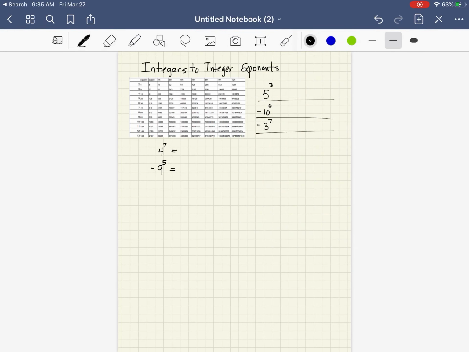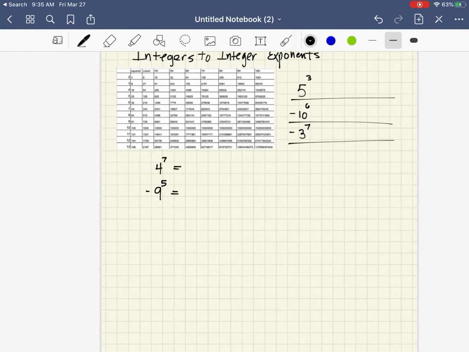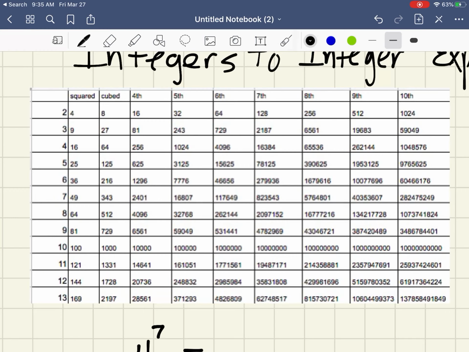Hello, this is a video on how to solve problems where you have integers raised to integer exponents. I have a photo here that looks like a multiplication table, but really it's a power table. Here are the values that would be the base.